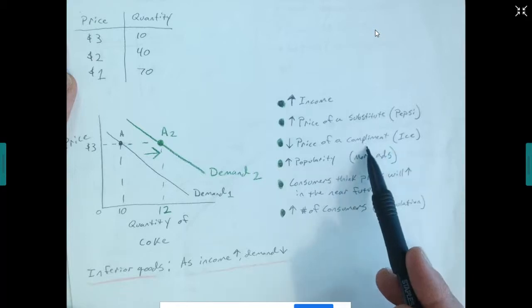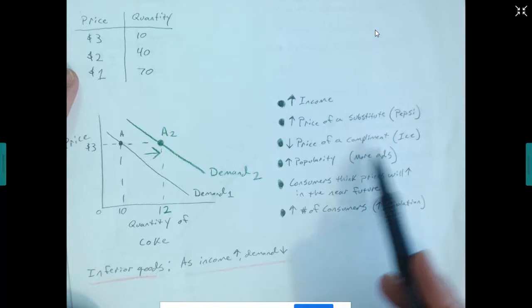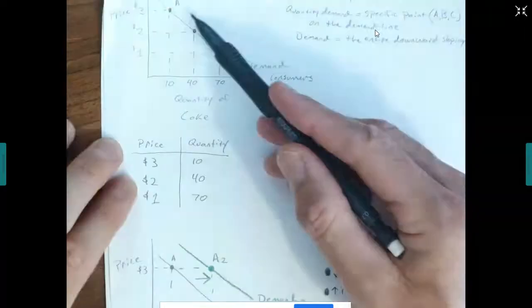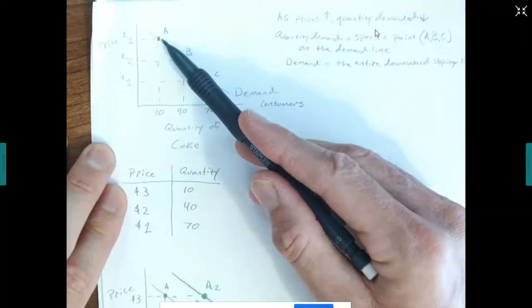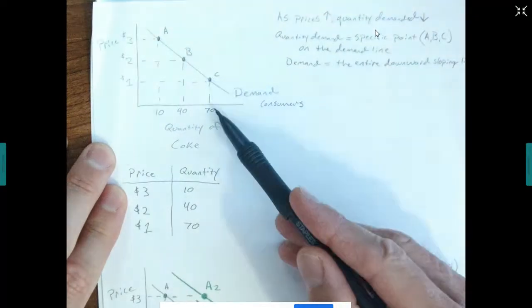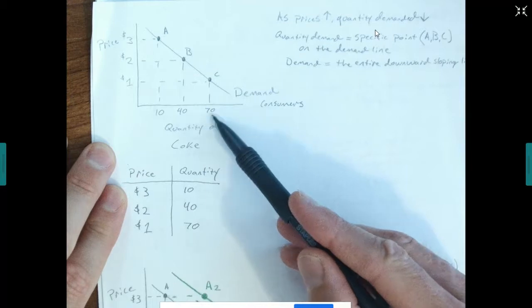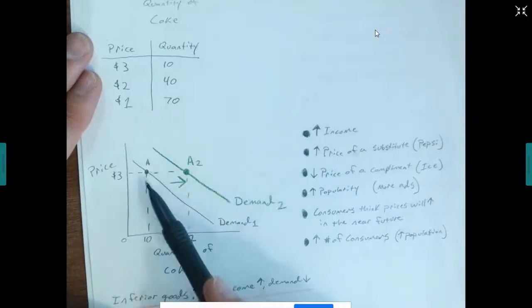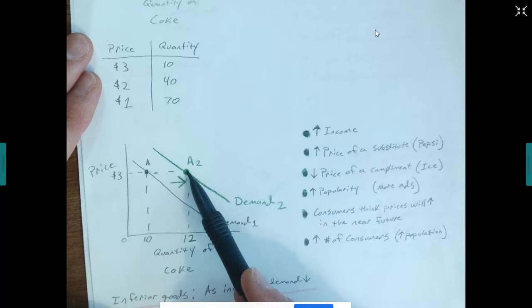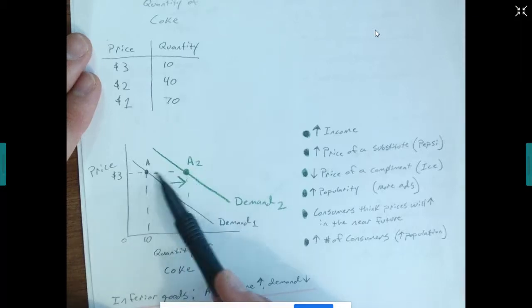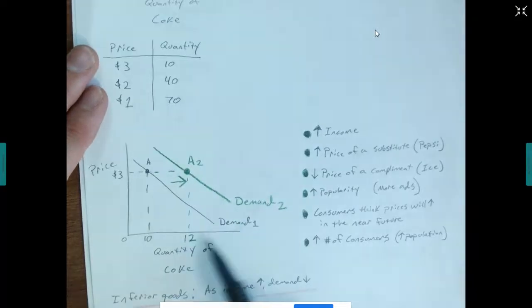There's a decrease in price of a complement. Complements are things that you use in conjunction with each other. Ice is a complement to Coke, but a better example would be that of iPhone chargers. If the price of iPhones were to drop significantly, then the quantity demanded of iPhones would increase. People buy more iPhones, so they're going to have to buy more iPhone chargers. They're going to have to demand more iPhone chargers, even though the price of the iPhone charger has not changed.